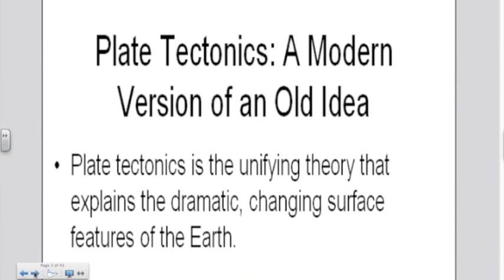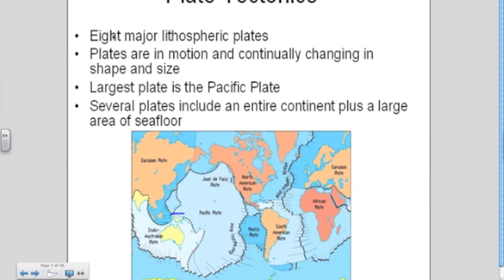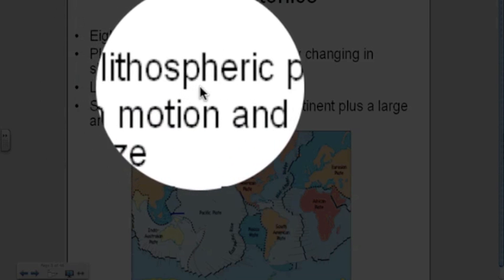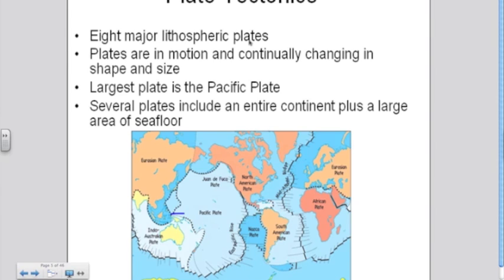Plate tectonic theory explains that plates are sections of Earth's strong, rigid outer layer, the lithosphere, and these ride over the weaker asthenosphere. These plates are in motion and they continually change in shape and size.